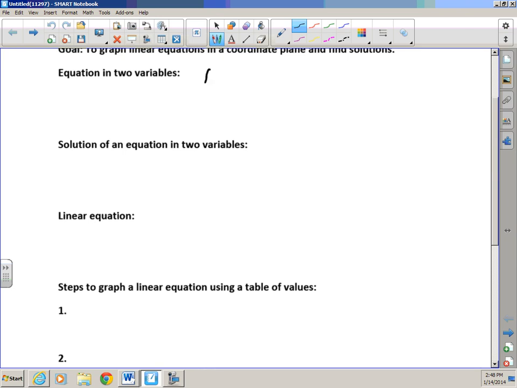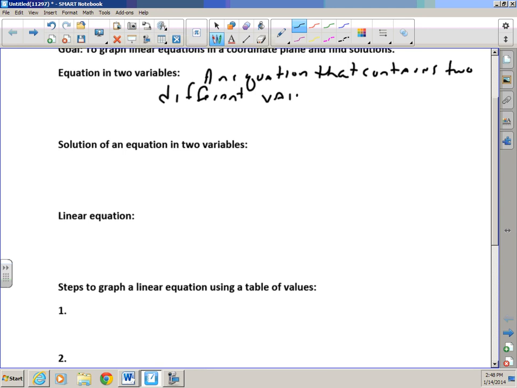An equation in two variables is an equation that contains two different variables. And you should be able to guess that those two variables will usually be x and y. Because why? We're graphing, and we have an x and a y coordinate.